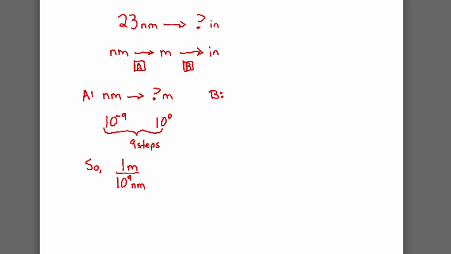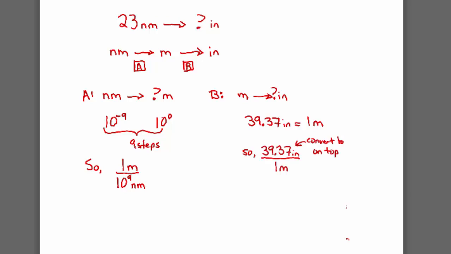Our second conversion, going from meters to inches, we actually have that information provided to us on our yellow sheet. The equality is 39.37 inches equals 1 meter. So we can place this into a conversion where inches is the unit that we ultimately want to convert to. I want to have this unit placed on top in the numerator and my unit meters placed in the denominator.